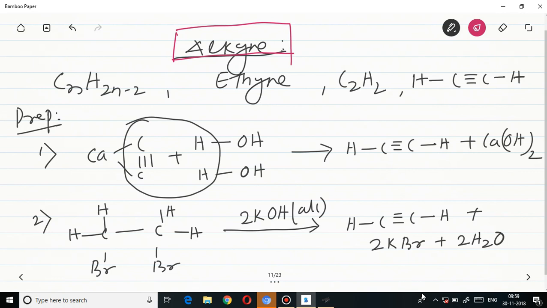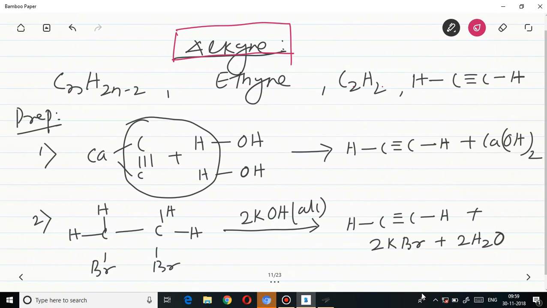So unsaturation is increasing. The first member of this compound is ethyne, and the formula is C2H2. If you take n as 2, H will be 2 × 2 = 4, minus 2 will be 2 only. So this is the structure.